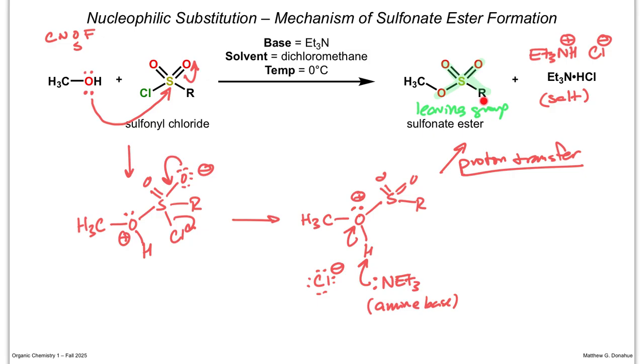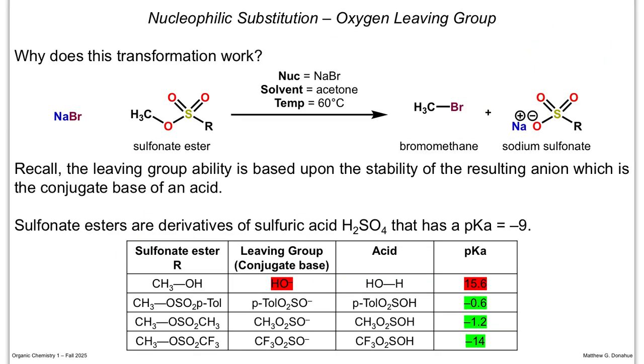What that can be and what factors influence its leaving groupability. So just like with chlorine to bromine to iodine, they have different rates. Depending on what this R group is, those will have different rates as well. So for now, let's just consider the general thing where R can be these things we'll talk about. And so we're going to use sodium bromide as our nucleophile.